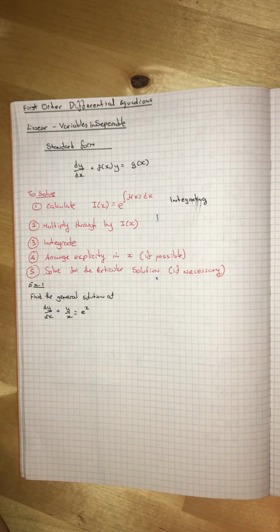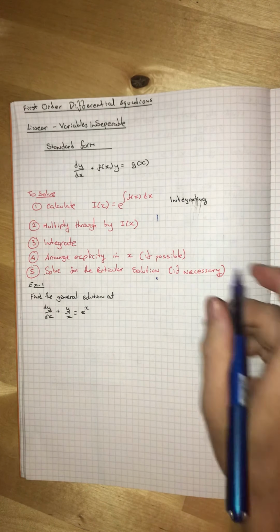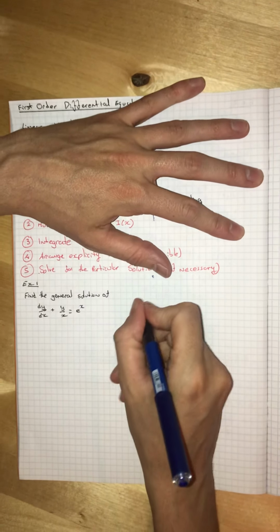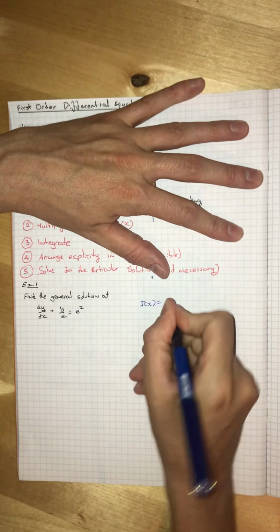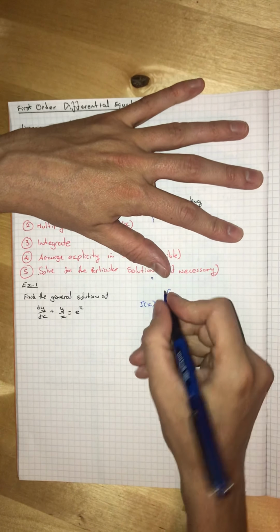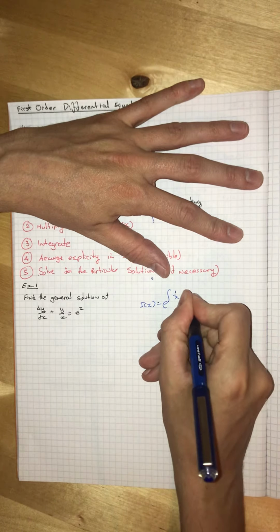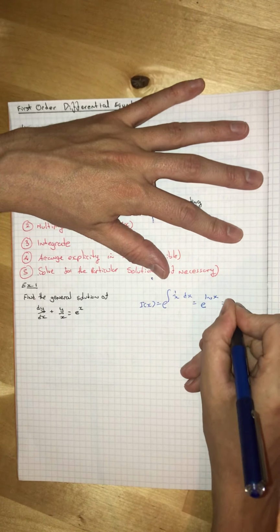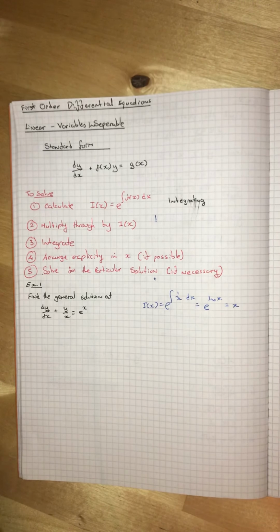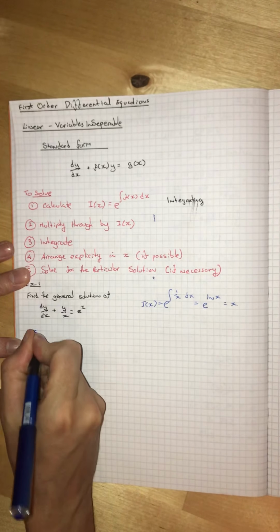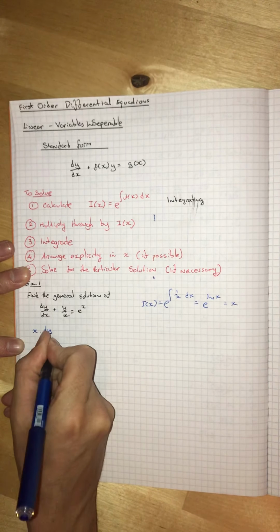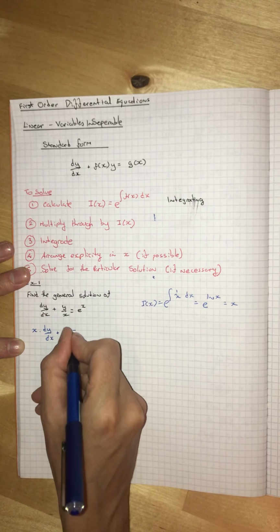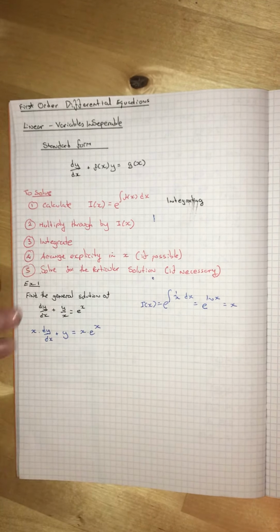Okay, so first thing that we can do when we realize it's dy by dx plus y over x equals e to the power of x is calculate the integrating factor, which is e to the integral of 1 over x dx, which is e to the log x, which is just x. Okay, so now if I multiply through by x, we get x dy by dx plus x times y over x, which just becomes y, equals x times e to the x.